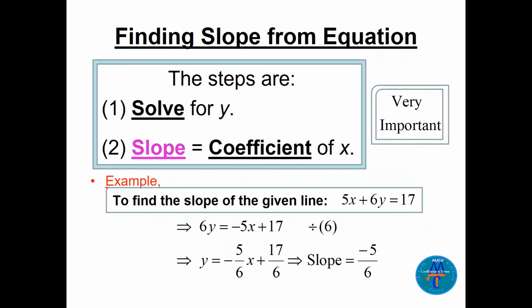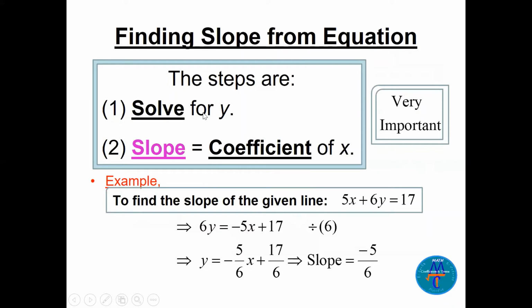Now, this is important, I said very important, because you can find the slope easily on one condition: if you have the equation. So we say here on the title, find the slope from equation. Look at this simple example here. 5x plus 6y is equal to 17. Suppose I need this slope. Now I put the details here, but easily you can find it.